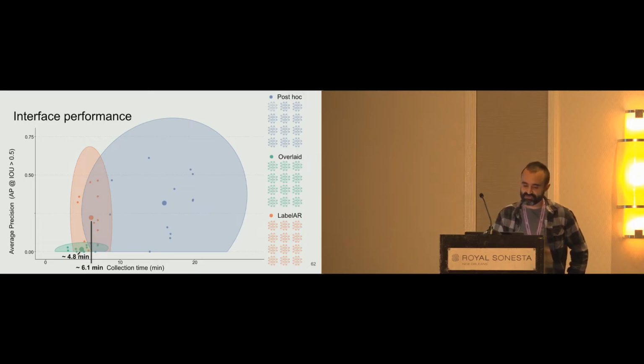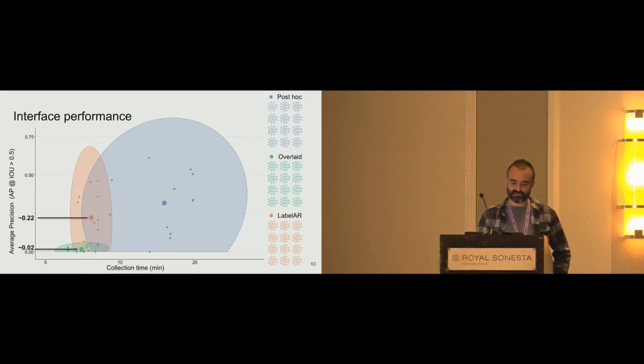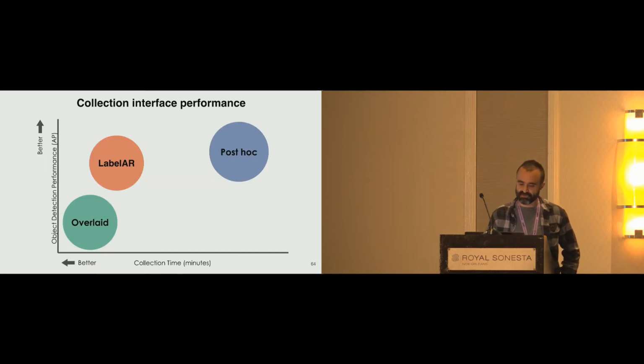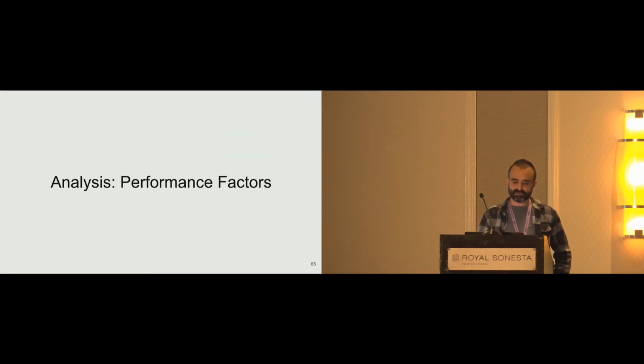Compared to the overlaid interface, LabelAR is only 27% slower, but 11 times more accurate. So this is pretty good, higher and more to the left than we had hoped. So we're interested to disentangle a few factors that contribute to the encouraging result. So I'll discuss some performance factors, particularly label accuracy and data quantities.